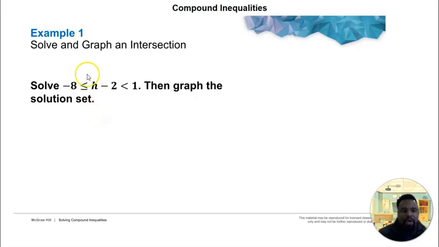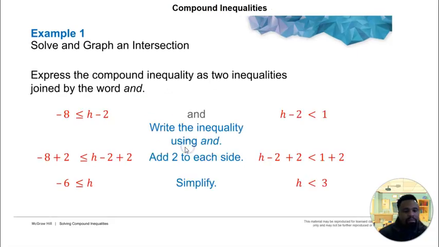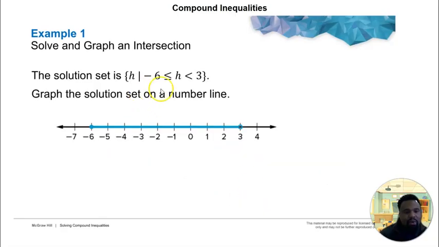After you do that part, now you ignore this and focus on h minus 2 is less than 1. Add 2 on both sides, and so h is less than 3. So when you solve, you have -6 is less than or equal to h, and h is less than 3. Your compound inequality will be h is greater than or equal to -6 and less than 3. That's how it will look.